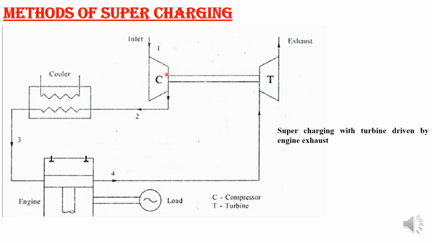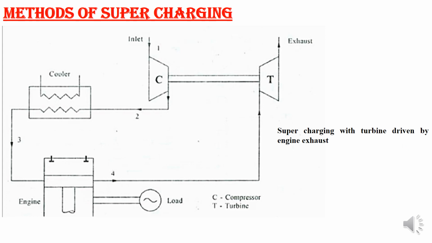So this will run the compressor, and pressurized air will come into the intercooler. Pressure will remain constant, and the temperature will become the original temperature. Then it is fed back to the engine. This is how we do supercharging by the second method, that is, turbo supercharging with the turbine driven by engine exhaust.